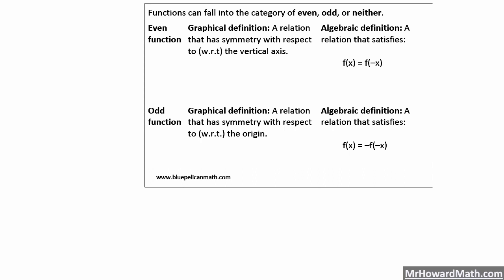Hello, I'm Mr. Howard. In this video we are going to look at even and odd functions. This is for my pre-calculus students.